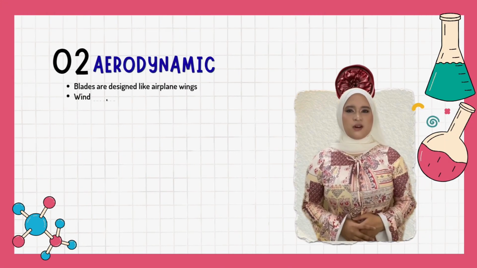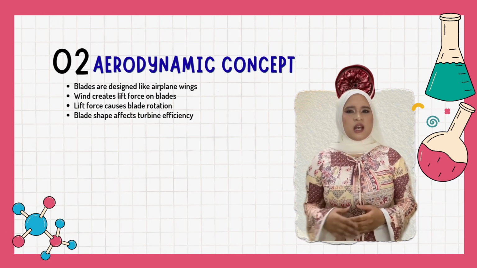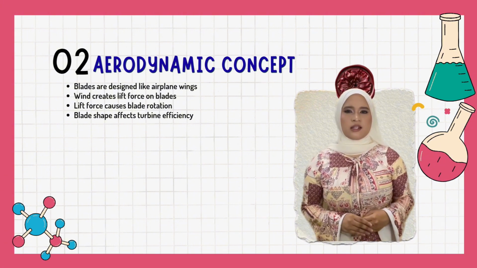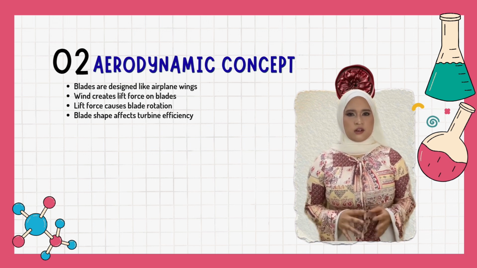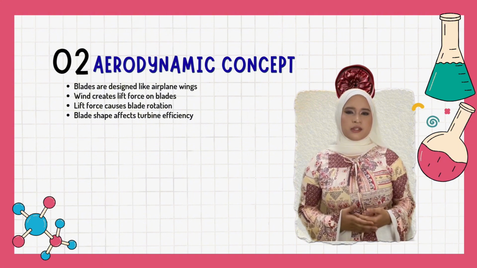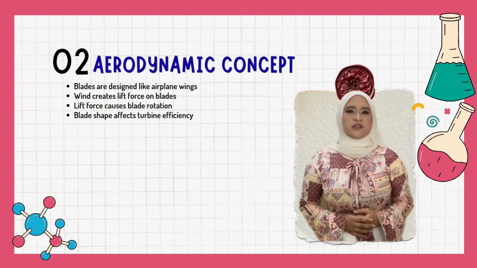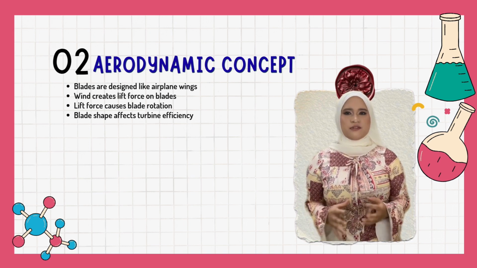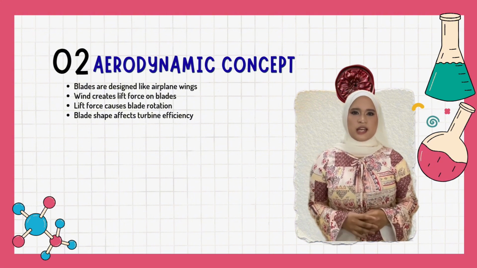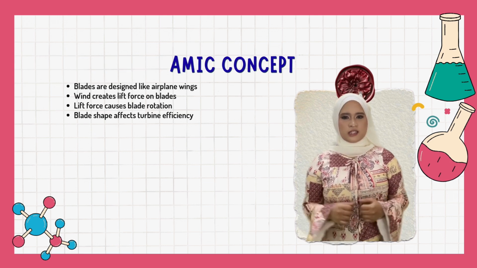The second concept involved is aerodynamics. Wind turbine blades are specially designed similar to airplane wings. Instead of simply being pushed by the wind, the shape of the blades creates something called lift force when air flows across them. The lift force causes the blades to rotate more efficiently and allows the turbine to capture more energy from the wind. The blade design is extremely important because even small improvements in blade shape can significantly increase energy efficiency. Engineers use computer simulation and scientific testing to design blades that can perform well under different wind conditions.